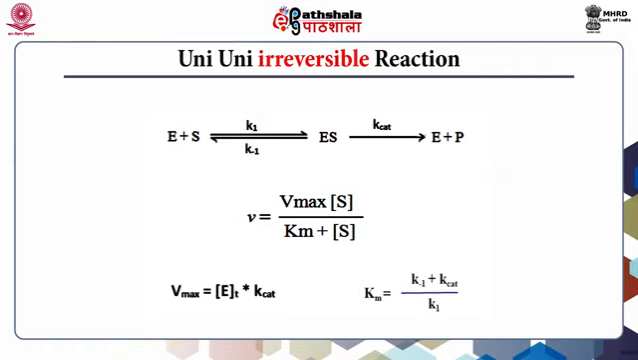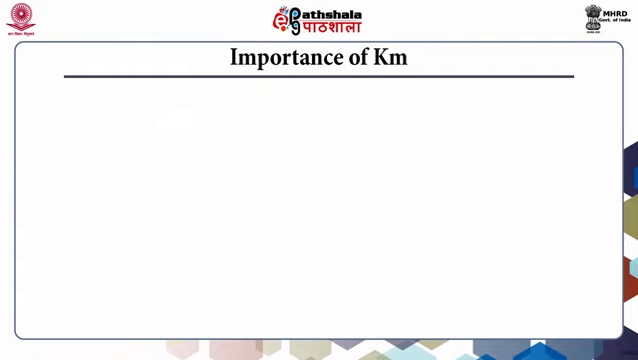Whenever we have to write down the Km, we will always write down the sum of the rate constants which are involved in the degradation of the ES complex in the numerator, and the rate constant for the formation of the ES complex in the denominator. The value of Km is of great importance. Km is the substrate concentration when the reaction velocity is 1/2 Vmax, that is half Vmax. Therefore, it helps to adjust the substrate concentration to determine Vmax.